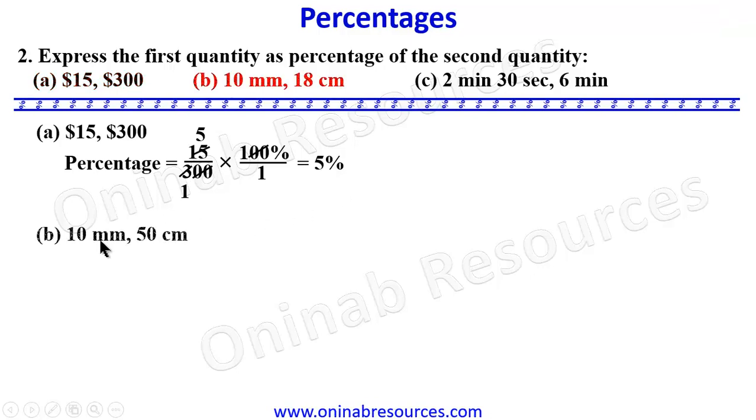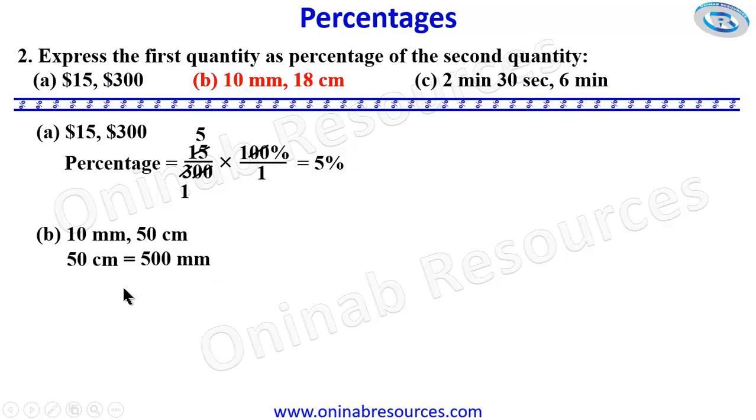That's all for A. We go for B, 10 millimeters as a fraction of 50 centimeters. So what we'll do is to convert them to the same units. The first thing is to convert them to the same unit. It is always advisable to convert to the smaller unit, so you work with the smaller unit. So we are going to convert 50 centimeters to millimeters. Since 10 millimeters make 1 centimeter, 50 centimeters now will be 50 times 10, which gives 500 millimeters.